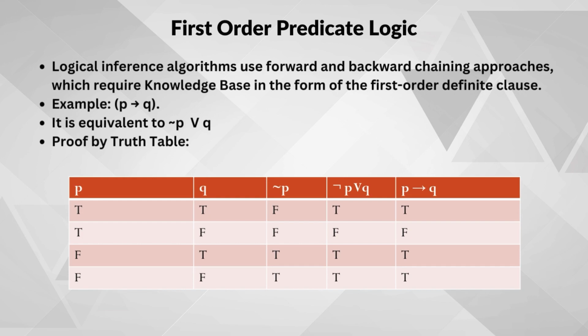Now, focus on the last two columns. Our statement not P or Q is just like saying P implies Q. When P is true, that is T, and Q is true, that is T, the statement is also true. So, when P is true and Q is false, the statement is false.